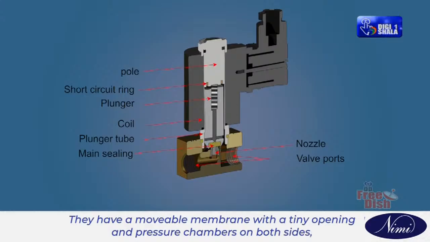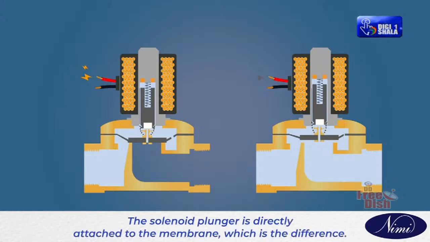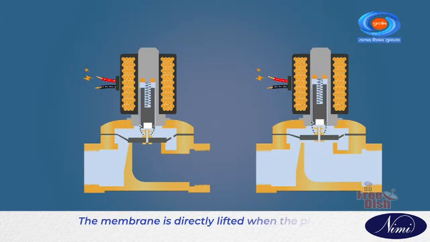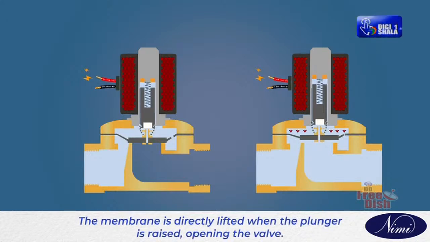They have a movable membrane with a tiny opening and pressure chambers on both sides, and they resemble indirect valves in appearance. The solenoid plunger is directly attached to the membrane, which is the difference. The membrane is directly lifted when the plunger is raised, opening the valve.